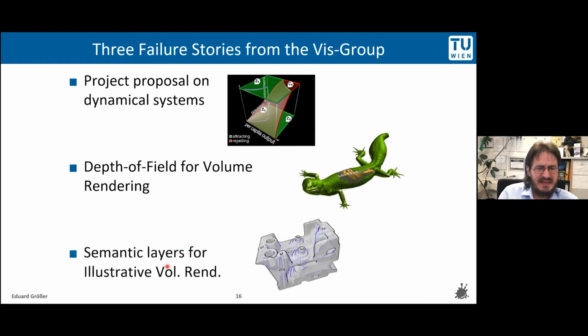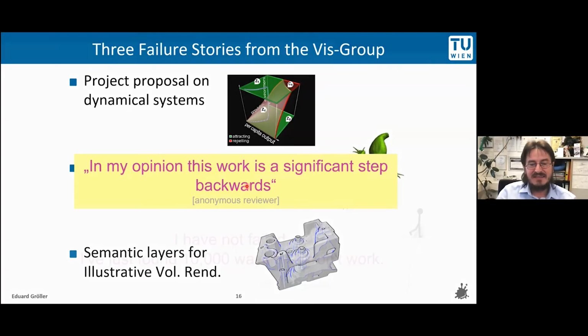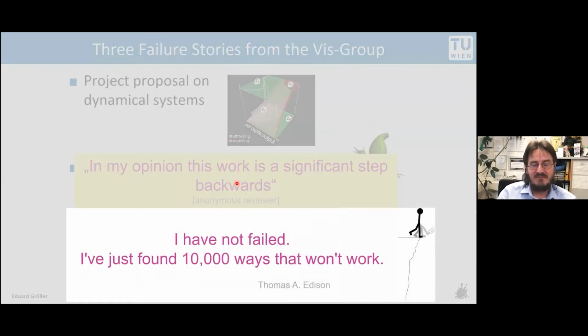Then in this line of research, there was a work called Semantic Layers for Illustrative Volume Rendering. We were proud of that and submitted it to the WIS conference. And there was an anonymous reviewer, and in his statements, he said, in my opinion, this work is a significant step backwards. So, I mean, you can imagine if you are a young researcher and a young author, this is a heavy remark. It's not something like a small step backwards. It's a significant step backwards. But actually, this paper was then accepted at the WIS conference. This is nice. This PhD student is living a happy life now.